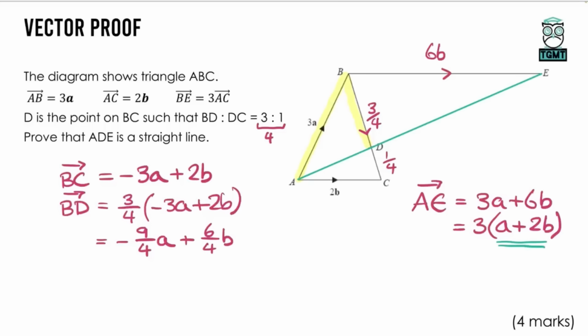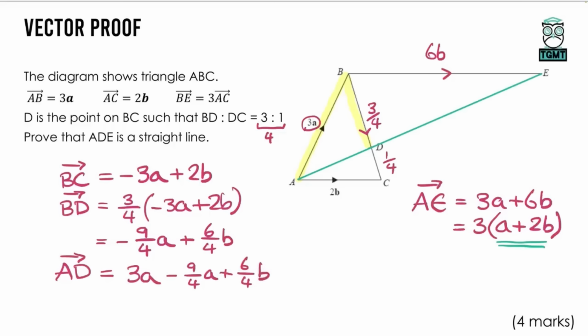Now I can get from B to D, I can get from A to D. So from A to D, all I need to do is add in that additional vector, A to B, 3A. So that additional vector here, 3A, allows me to get up to B, and now I already know the vector B to D. So for that one, I want to do 3A, and then I'm going to do minus 9/4A, this is just the vector above, plus 6/4B.